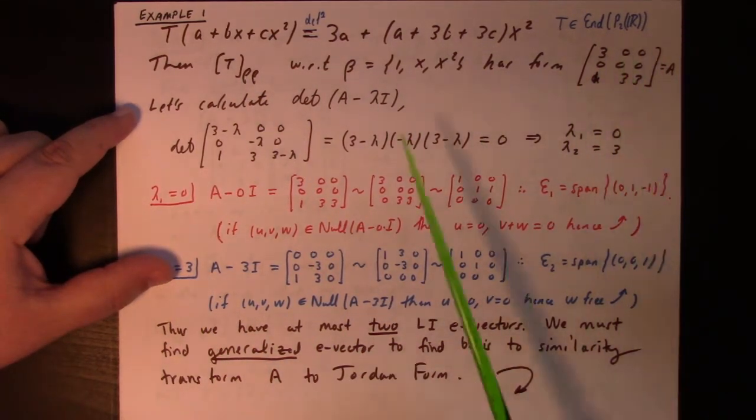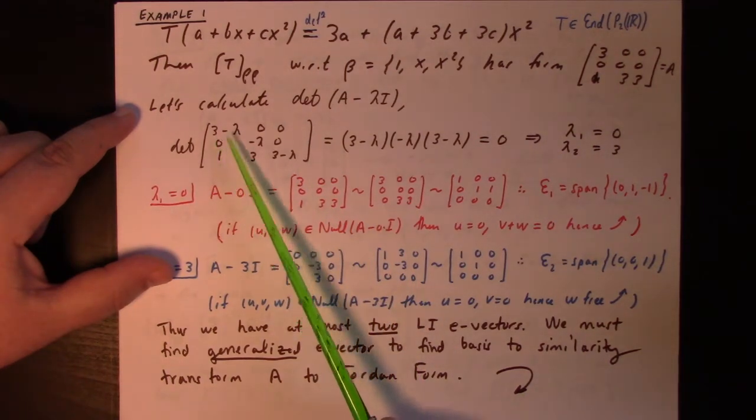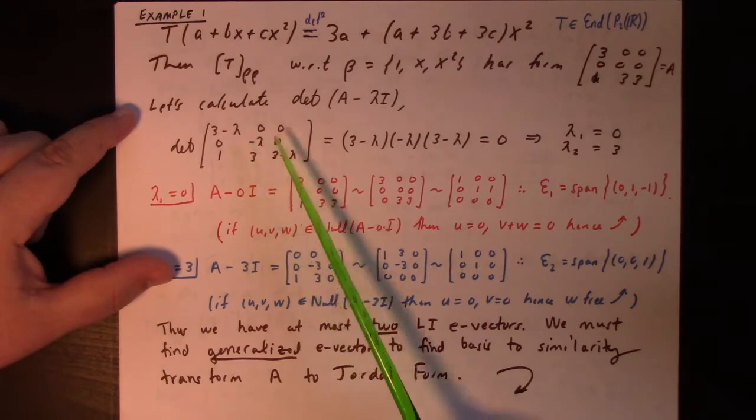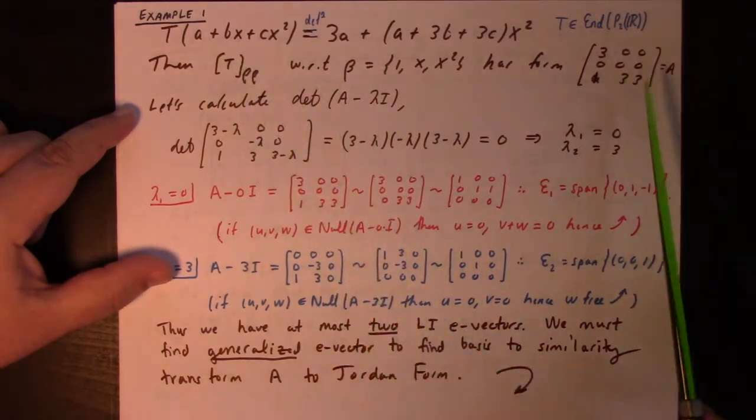So once I have that matrix, I can calculate the characteristic polynomial of T, all right? Determinant of A minus lambda I. I'm using A instead of [T]_beta,beta because I'm going to get tired of saying [T]_beta,beta a bunch of times.